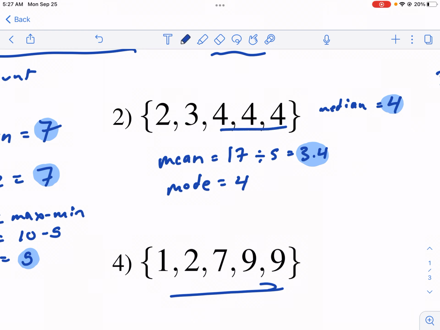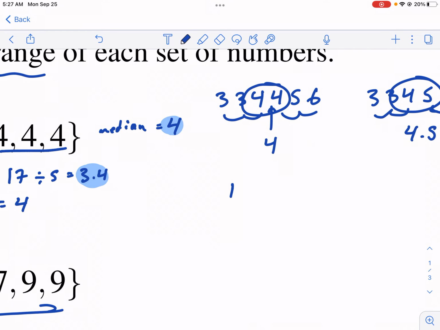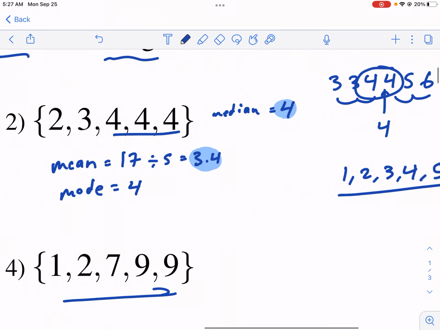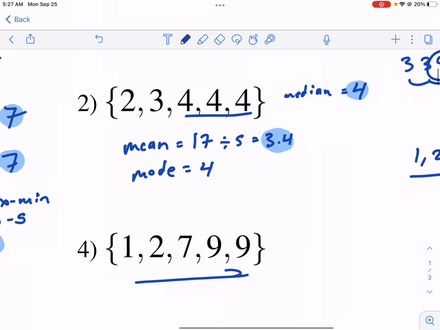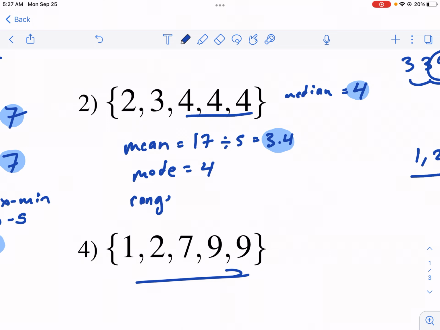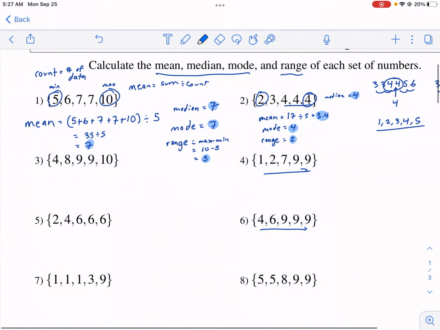Keep in mind there could be more than one mode. So I'm actually going to look through this and see if there's one that has more than one mode. And there also could be no mode. If we're looking at the data set 1, 2, 3, 4, 5, there's no mode here because no number appears more than once. And our range for this one, again, is simply the max minus the min. So in this case, it's 4 minus 2, which is just 2. So those are answers to numbers 1 and 2.